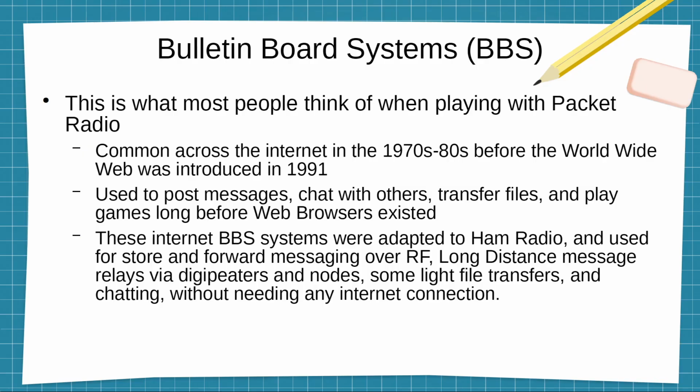Now, these BBS systems on the internet were adapted to work on ham radio. Now, we can't send as much data as quickly over ham radio links versus the internet. You know, on standard, we're talking 1200 baud, and these could be going up to 56K. So what we use them for is essentially a store and forward messaging system. We can also use this to have long-distance message relays via digipeaters and other nodes. This is a good example of how you'd get email before email was a thing.